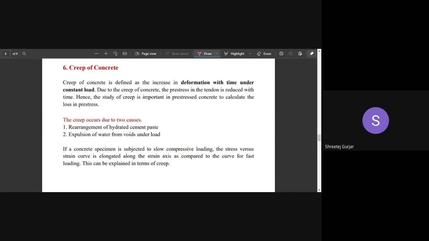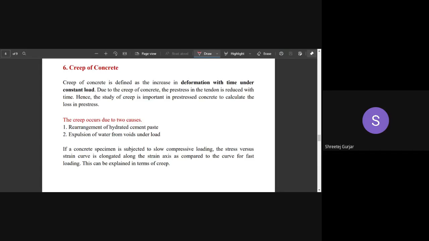It is a constant load, but it is kept on the concrete or the member for a long period of time, right? What that does is it causes deflection or deformation in concrete. So whenever there is a constant load for a longer duration of time on concrete, that causes deformation, and that is what we term as creep of concrete, right? So you have understood what is creep of concrete.